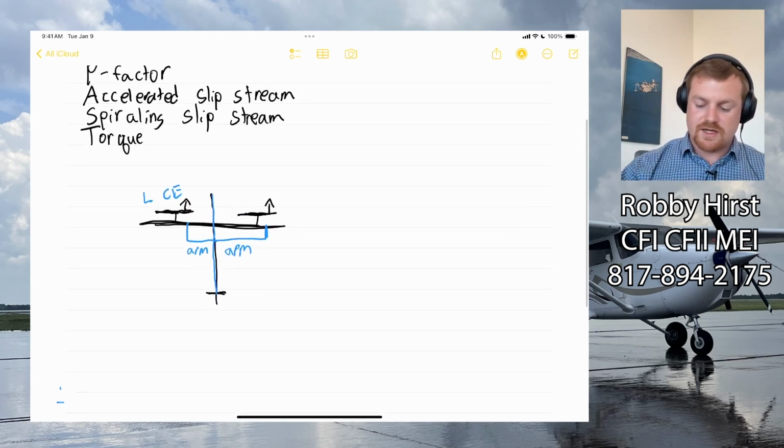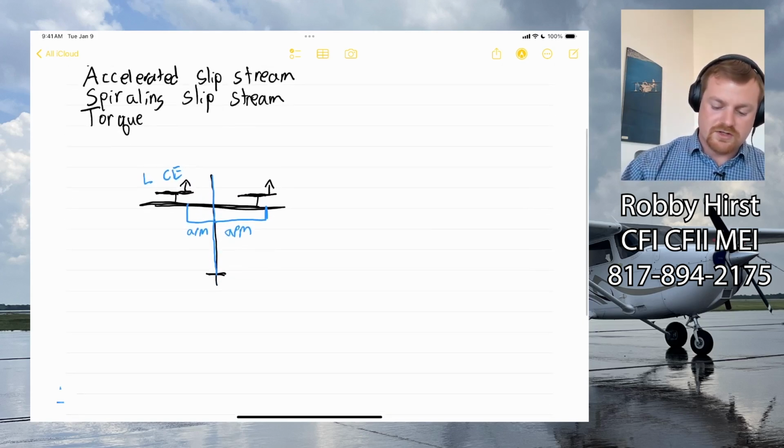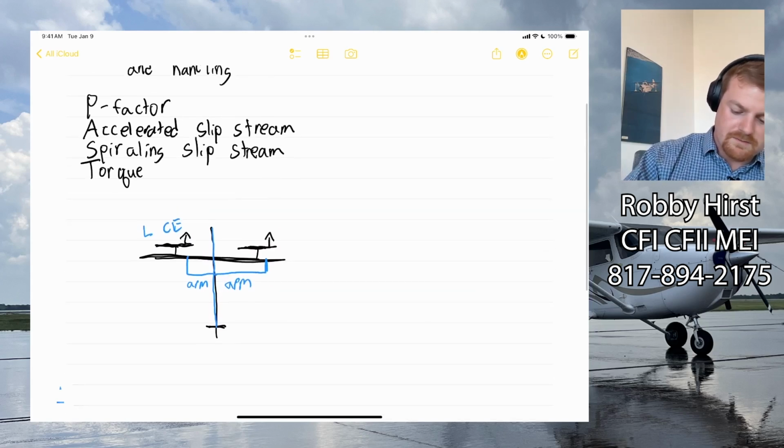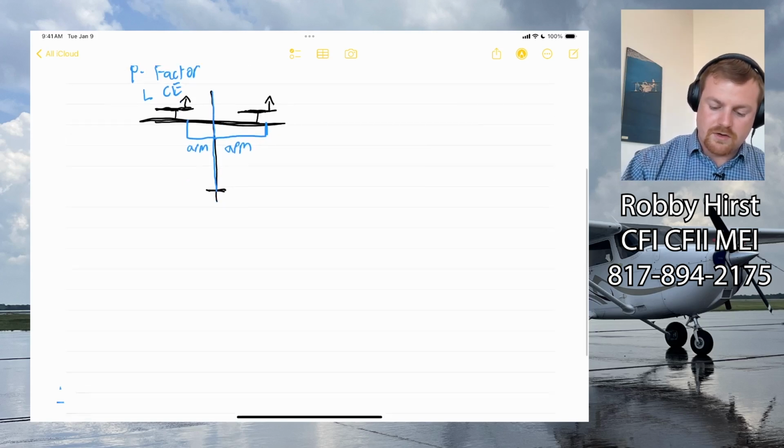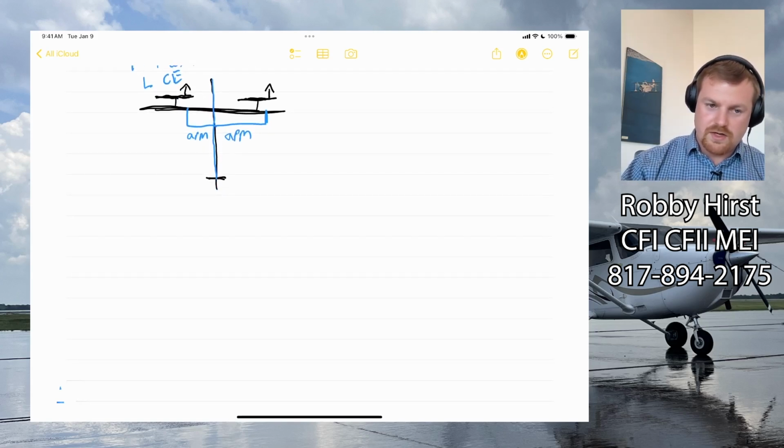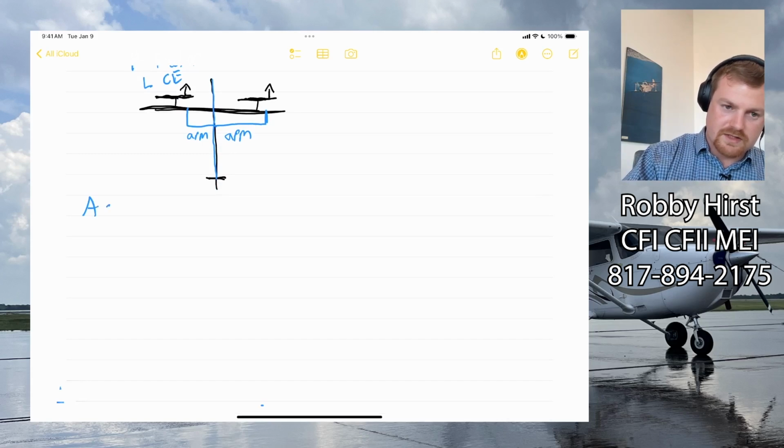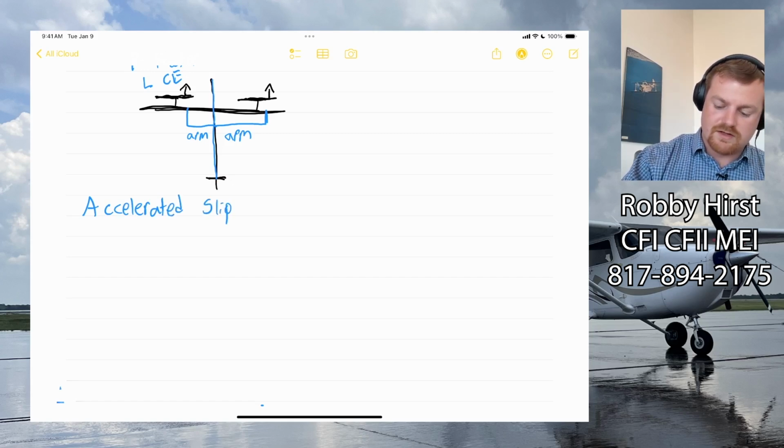The next concept that I want to talk about: I'm going to write P factor above our drawing here, and then we're going to come down a little bit and do accelerated slipstream. So spell it out. I am the absolute worst at spelling, so I apologize if you ever see in my videos that I misspell something.